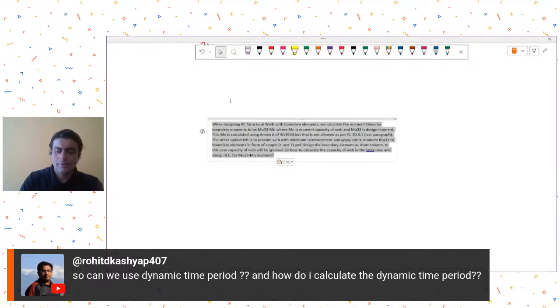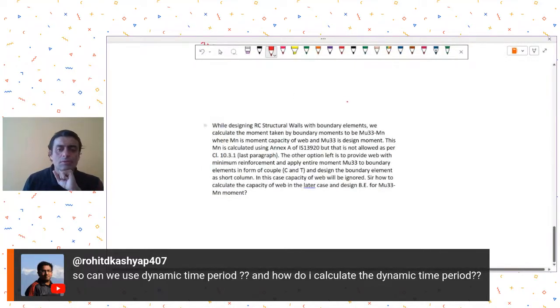While designing RCC structural walls with boundary elements, we calculate the moment taken by boundary elements to be this, where Mn is the moment capacity of the web and Mu33 is the design moment. This Mn is calculated by using annexure A, but that is not allowed as per clause this. The other option left is to provide web with minimum reinforcement and apply entire moment to boundary elements to form the couple. In this case, capacity of web will be ignored. How to calculate the moment capacity of the web in the latter case and design BE for MU?